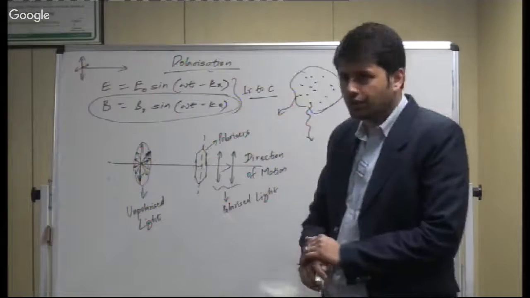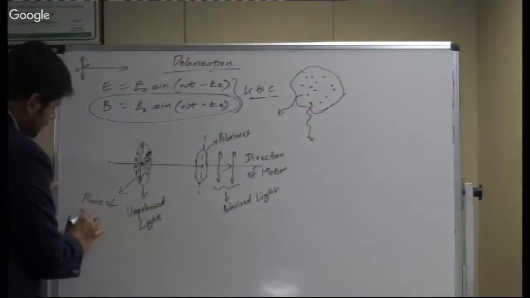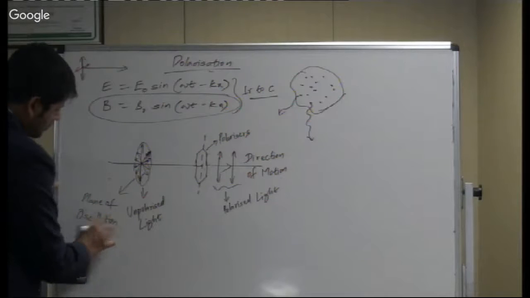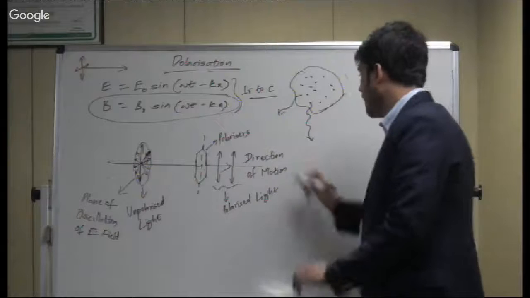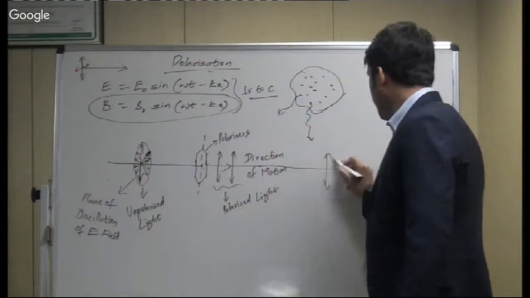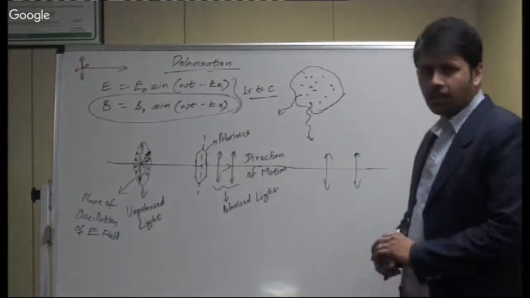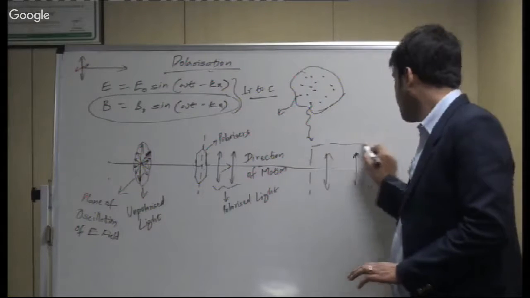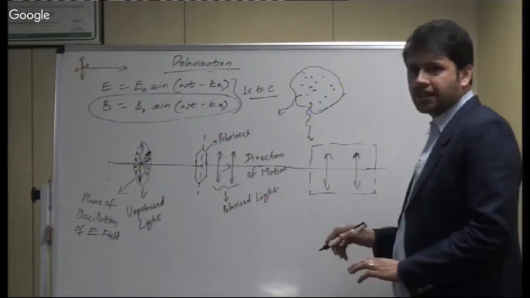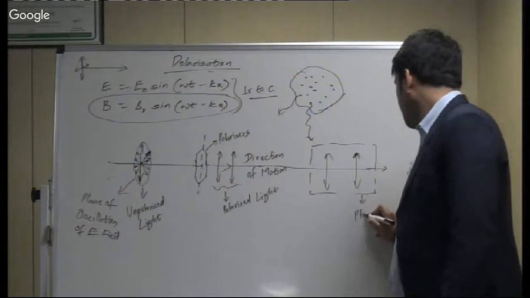Let's have a few more names. Let's call it the plane of oscillation of electric field. And if I draw a plane which can contain the direction of motion as well as the oscillations, let's draw the plane. This plane contains the oscillation, the vertical plane, as well as the direction of motion. This is called the plane of polarization.